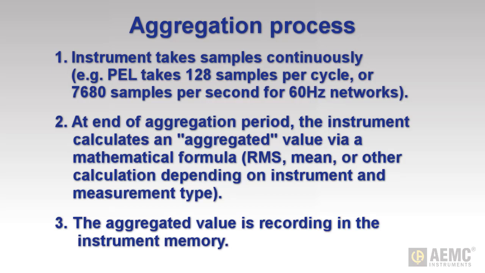During the recording session, the instrument takes measurements at a constant rate, such as 128 samples per cycle for the PEL. At the end of each aggregation period, the instrument automatically applies a mathematical formula to determine the average of all the measurements taken. Depending on the instrument and measured parameter, the average is determined by calculating the root mean square, arithmetic mean, or other calculation. This average is then recorded in the instrument memory.